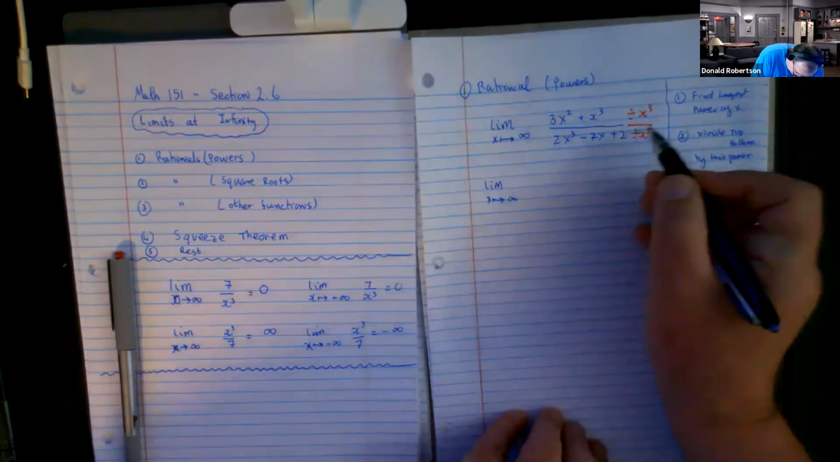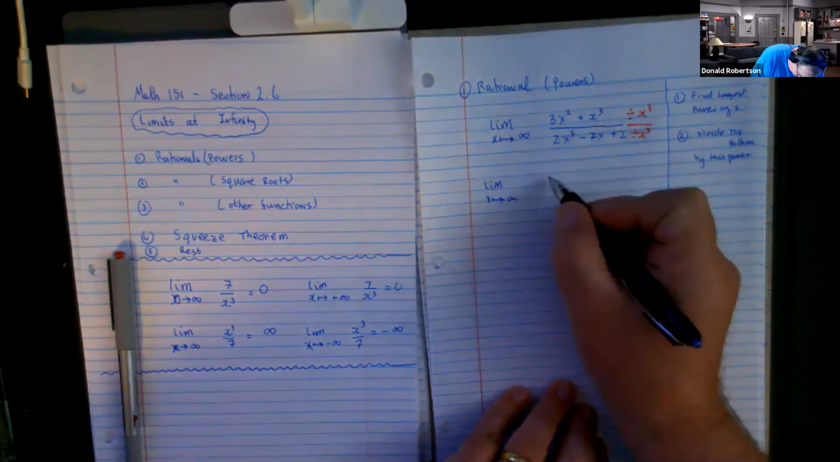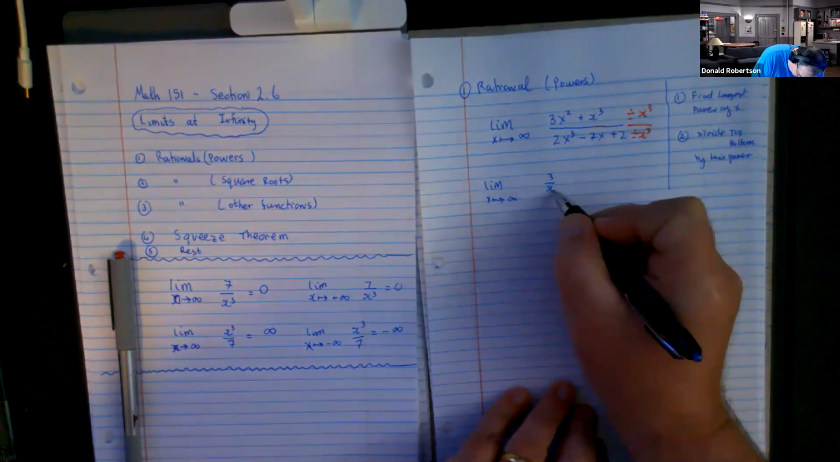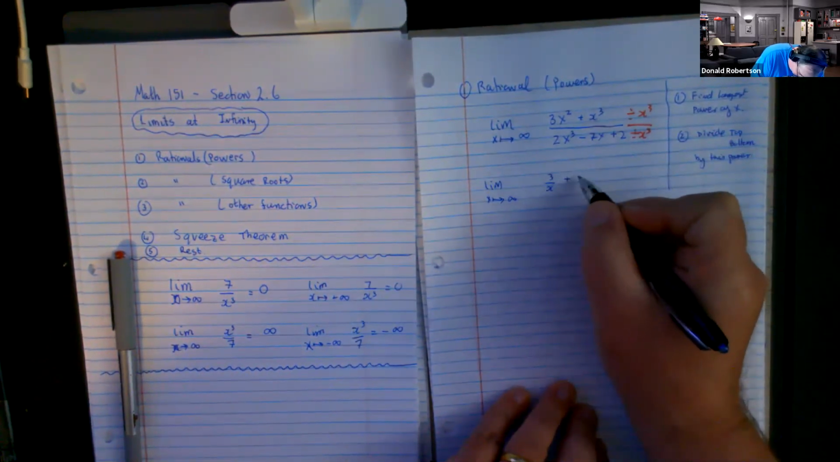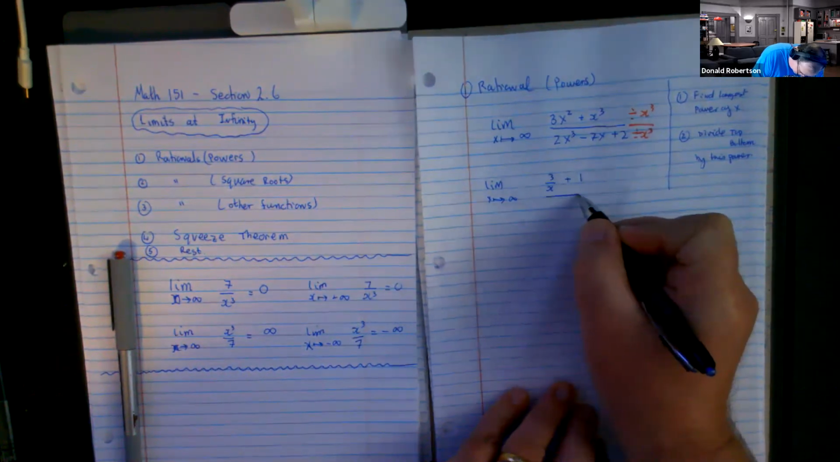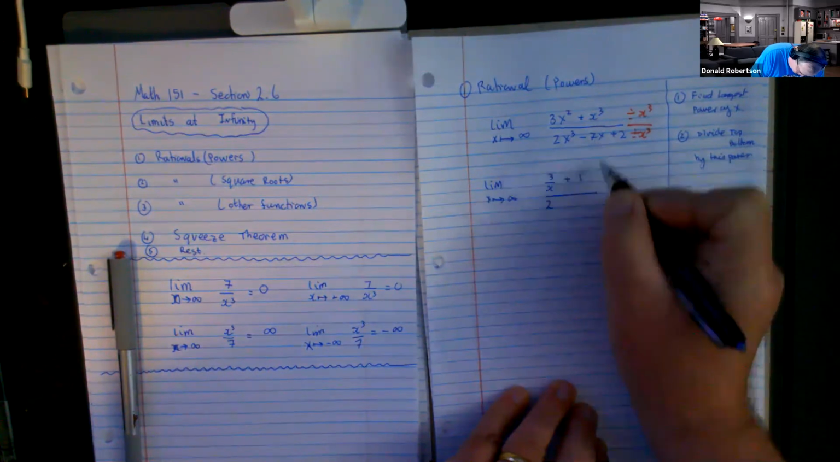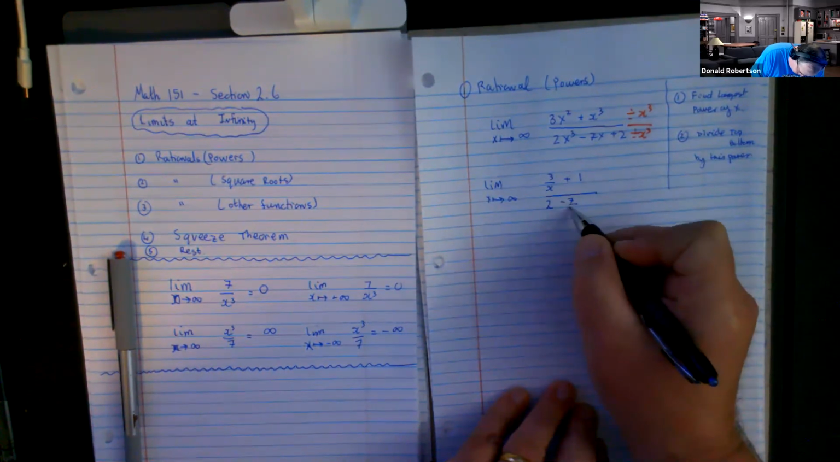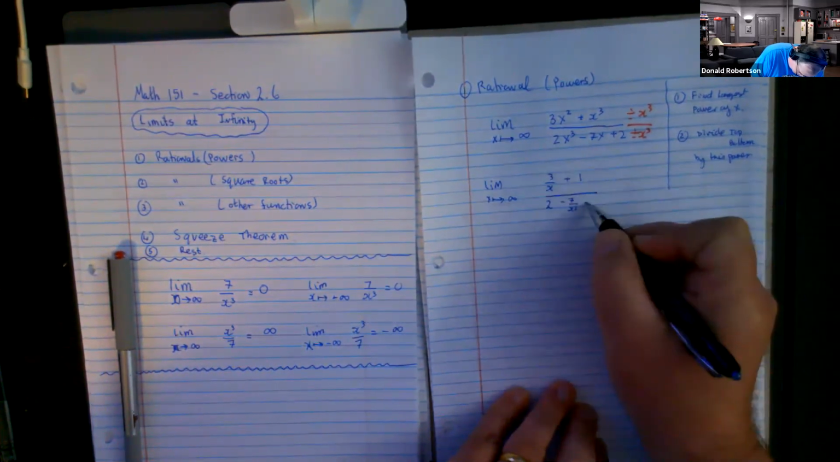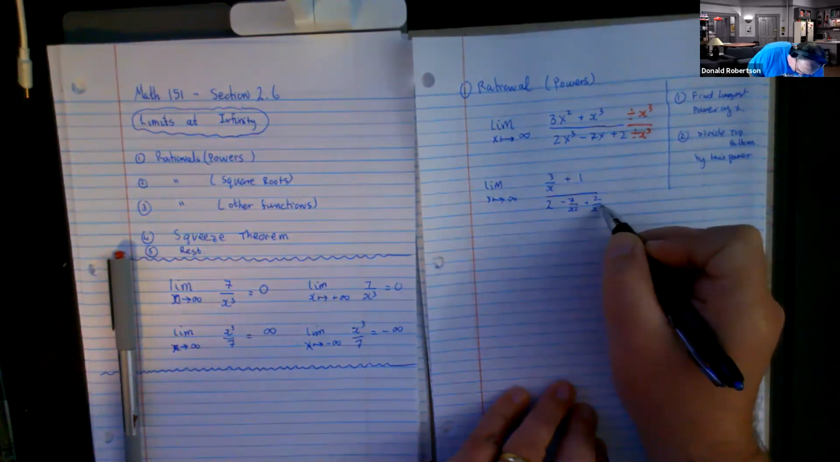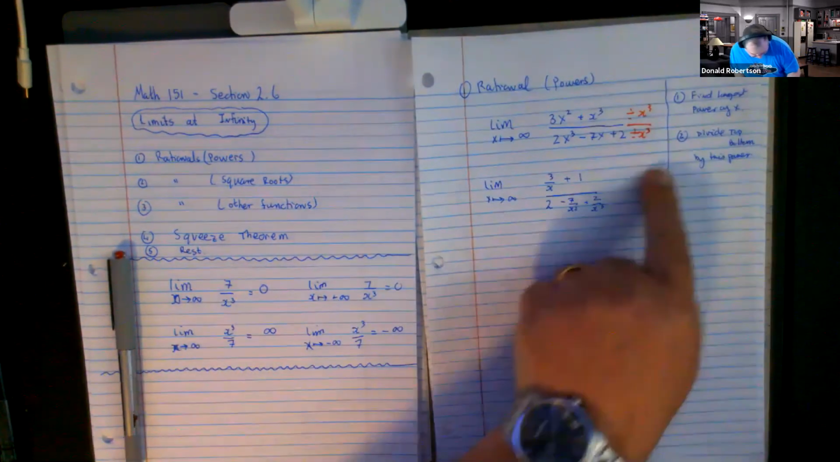So what I'm now going to do is see what we get. If you divide this by x cubed, you get 3 over x. If you divide this by x cubed, you get 1. If you divide this by x cubed, you get 2. You divide this by x cubed, you get 7 over x squared. And you divide this by x cubed, you get that. So that's essentially what step 2 looks like.